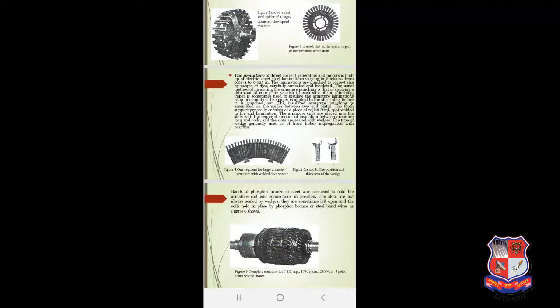The insulated armature punchings are assembled on the spider between two end plates. The tooth support generally consists of pieces of rolled steel spot welded to the end of the laminations. The armature coils are placed into the slots with the required amount of insulation between armature iron and coil, and the slots are sealed with wedges. The type of wedge generally used is horn fiber impregnated with paraffin.